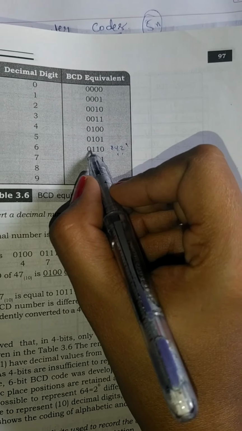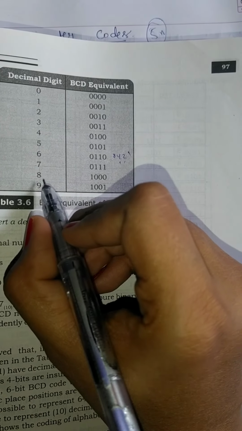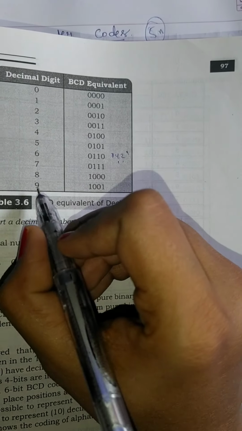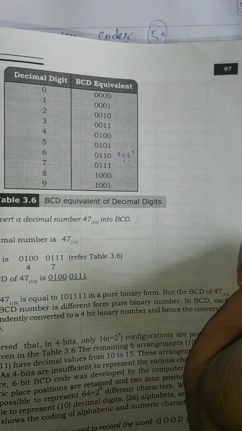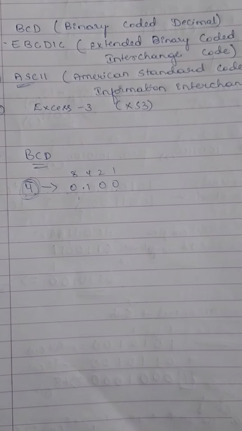So that is 0110. How to represent 7? 0111. And for 8, like this. For 9, 8 and 1. That is regarding BCD, binary coded decimal.